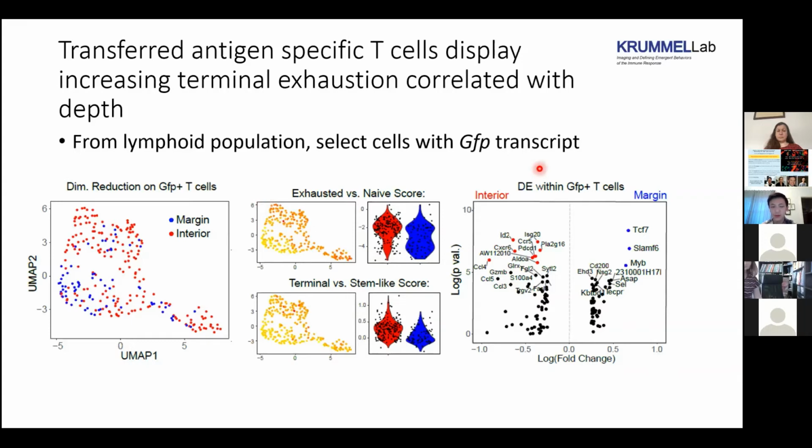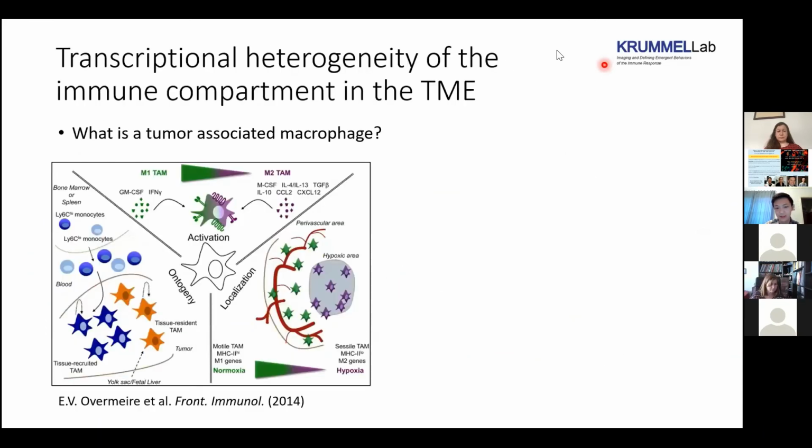And then of course you can perform differential gene expression between cells denoted margin or interior, and find a lot of these classic genes associated here with more terminal exhaustion, and here with a more stem-like state. So this was our initial pilot study done with two regions. What we wanted to do was extend this to define more regions at once and use it in a variety of different models. From here, we were quite interested in this macrophage story.